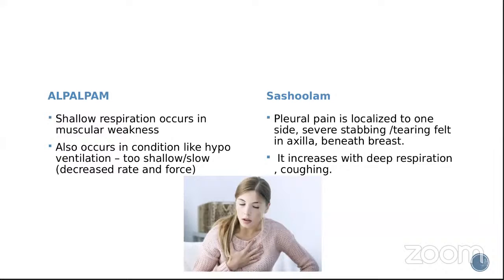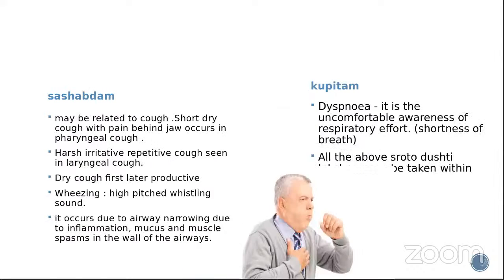So the next point is sashabdam. When the person breathes, it will be associated with some kind of sound, as we discussed before. People who are prone to asthma, when they breathe or when they have an attack, will have a particularly high-pitched whistling sound, what we call wheezing. Normally this occurs when the airway is too narrow, not wide enough for proper airflow.